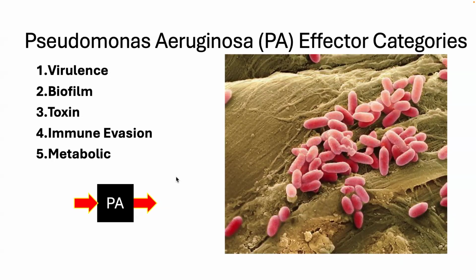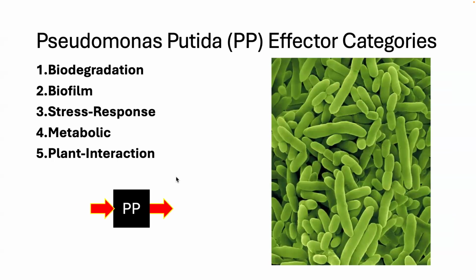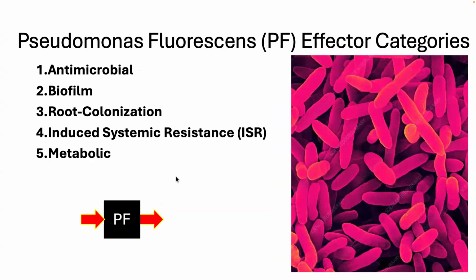PA, virulent, biofilms, toxins, and immune evasion, and metabolic. So those are some of the things associated with this one, and I would still put this in the bad guy category. TP, I would put in the good guy category. Biodegradation, biofilm, stress response, metabolic and plant interaction. It's trying to actually improve things around it, take care of toxins or things that need to be mitigated. And so definitely is really a good guy in those types of areas.